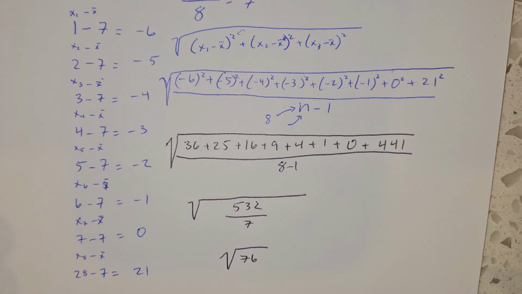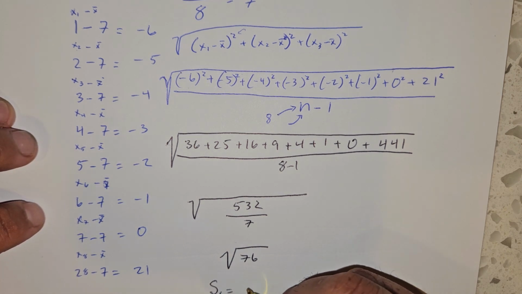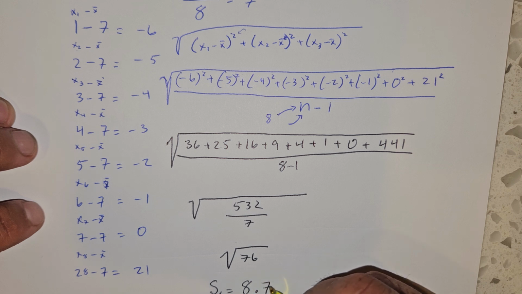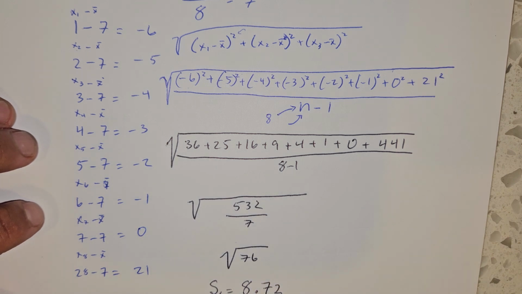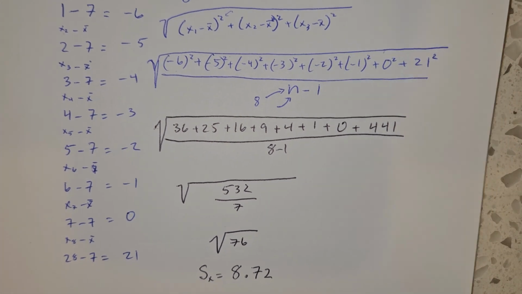The square root of 76, and we get our standard deviation is equal to 8.72. It's actually 8.717797887, but we're going to round to the nearest hundredth. And that's how we find our standard deviation.